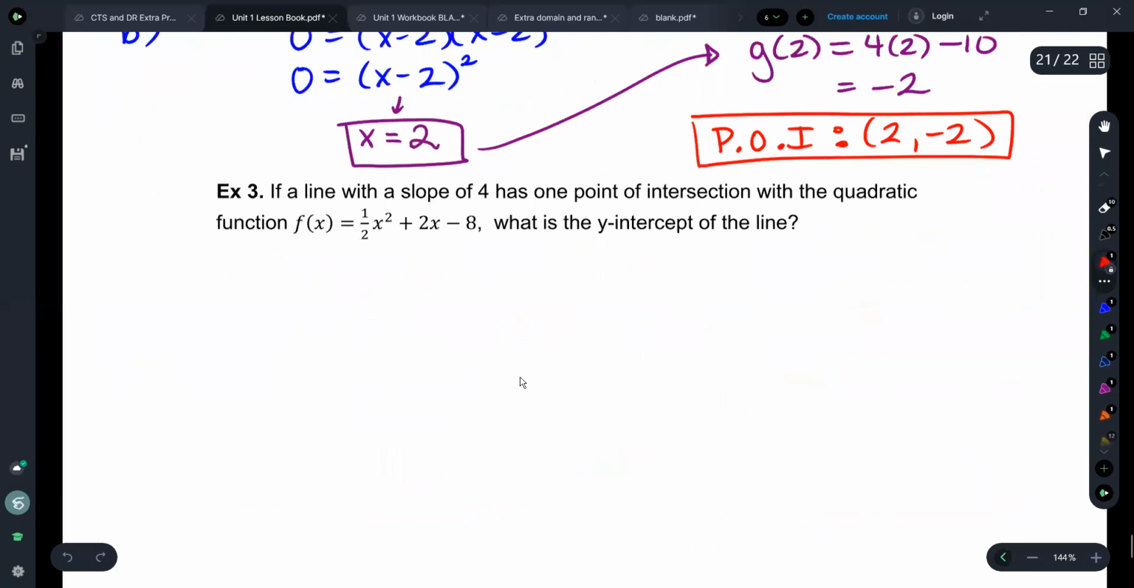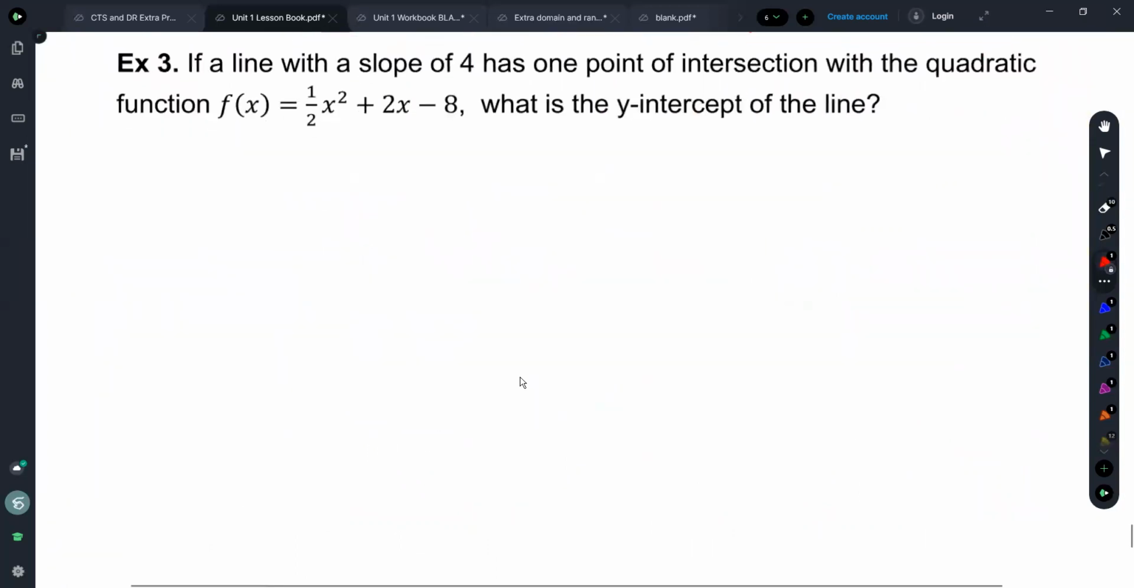Okay, last one for today. This is a slightly different type of question. So if a line with a slope of 4 has one point of intersection with the quadratic function f of x equals half x squared plus 2x minus 8, what is the y-intercept of the line?